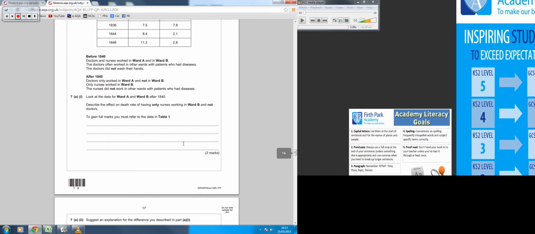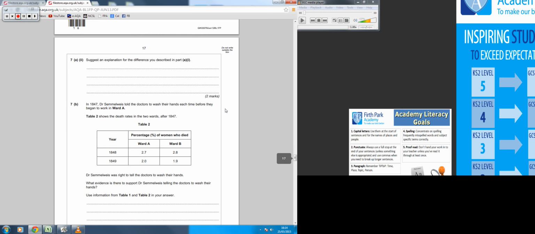It says look at the data for ward A and B after 1940, describe the effect on death rate of having only nurses working in ward B and not doctors. To gain full marks you must refer to the table, so you need to describe and then use some numbers to back it up. 2 marks available, 2 bullet points.